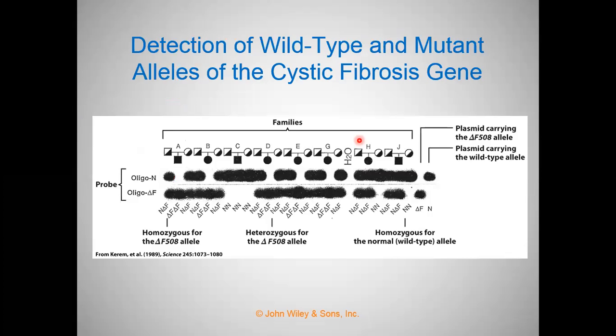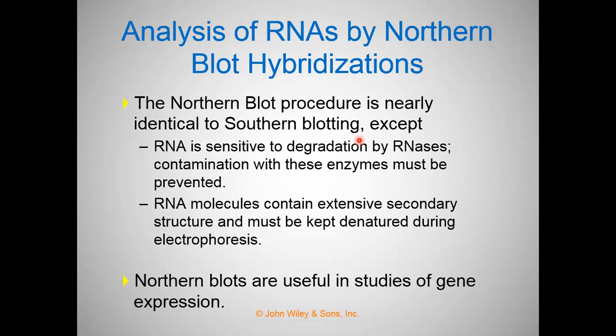This is the detection of wild type and mutant alleles of cystic fibrosis in a family. You can see the heterozygosity and the homozygosity. Next, the analysis of RNA by northern blot hybridization.